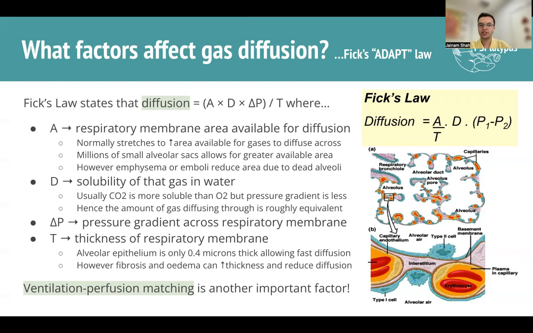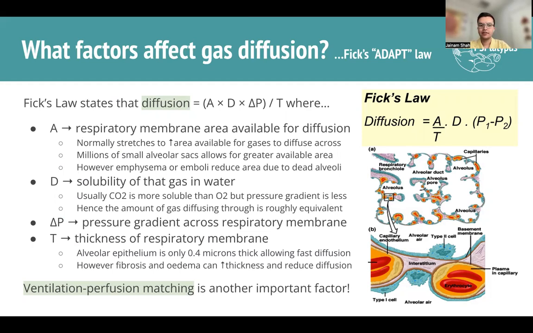Delta P describes the pressure gradient. So a greater pressure gradient forces some of that gas to travel across, and a lesser pressure gradient will reduce that incentive. And T represents the thickness of the respiratory membrane. So it makes sense why it's at the bottom, because the thicker the membrane, the less the diffusion is going to be. It's an inverse proportionality.